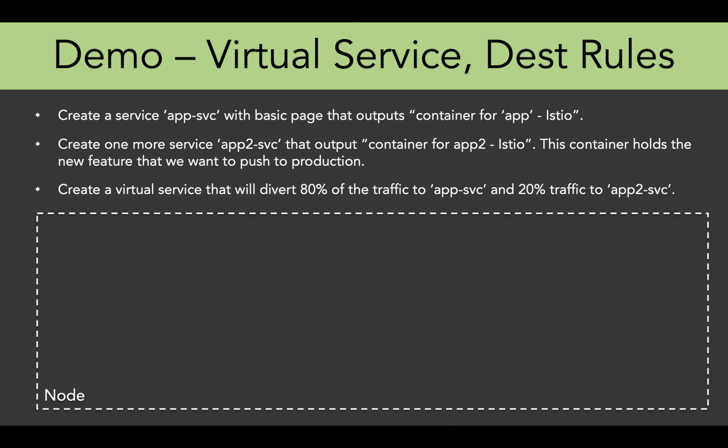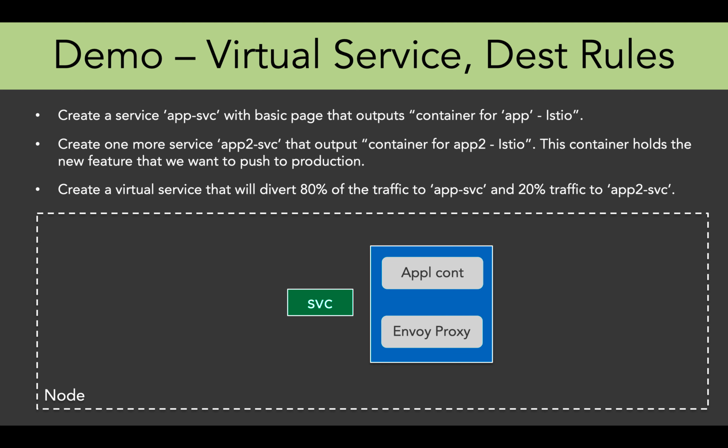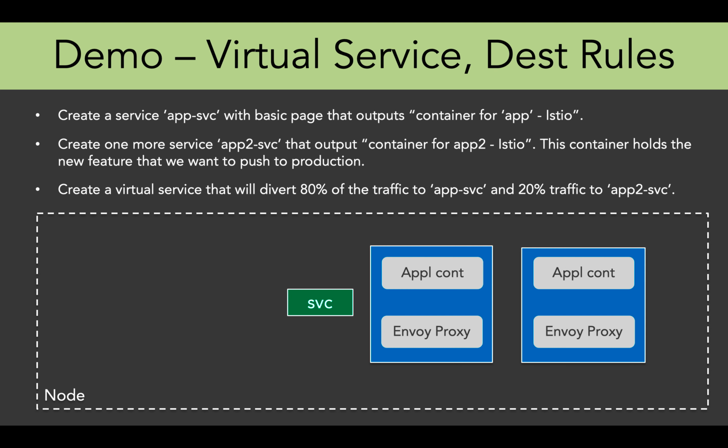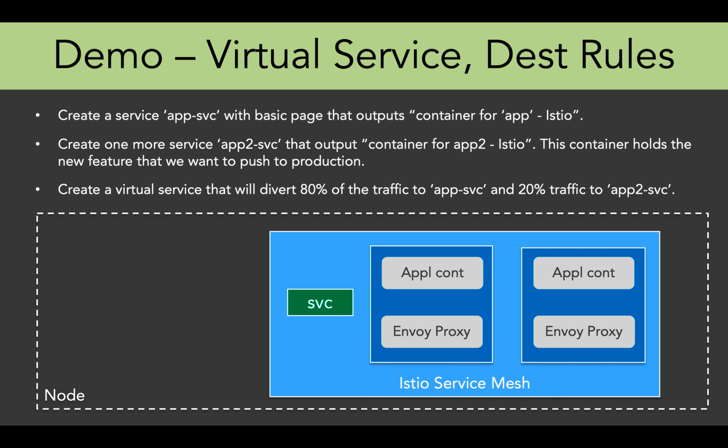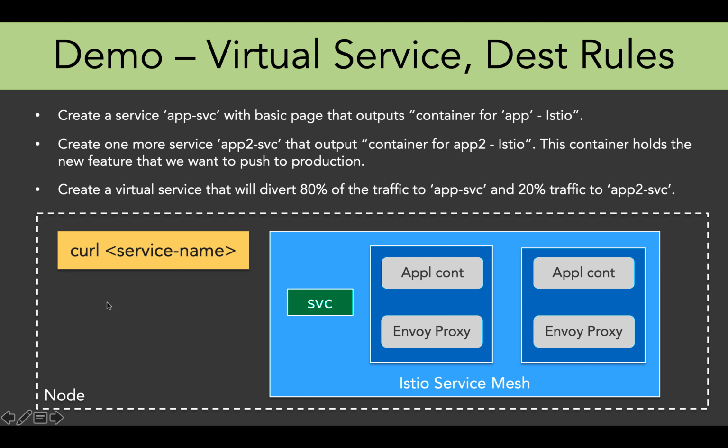And this is our node, right? And we have multiple nodes, one master node and one worker node. We created one application container with the name app and created a service for it. Similarly, we created another deployment with another application. And these applications are managed by the Istio service mesh. But the problem is that when we ran the curl command using the service name, we ran it outside of the service mesh. So I was running the curl command from the node itself.